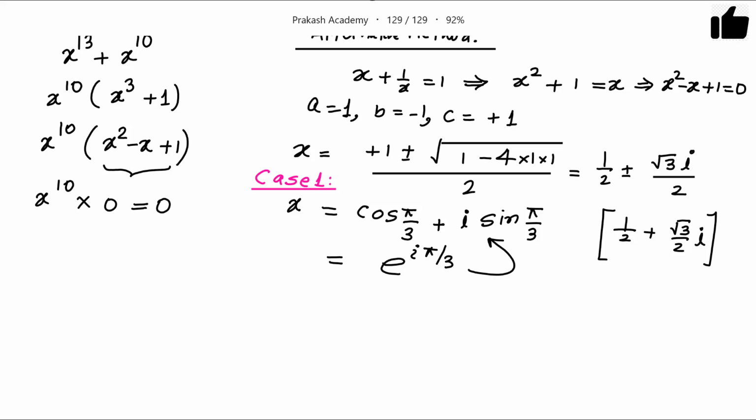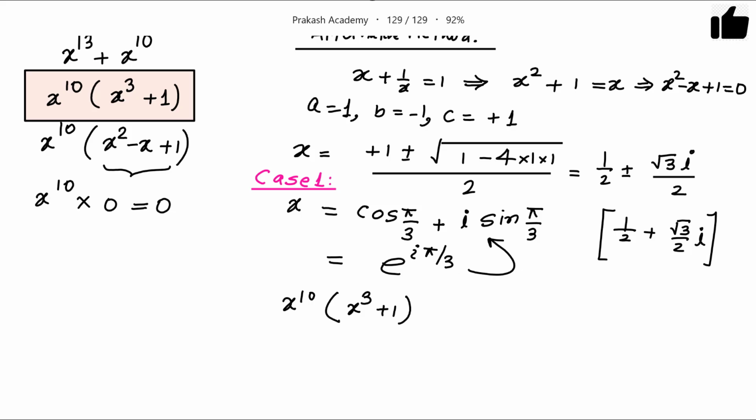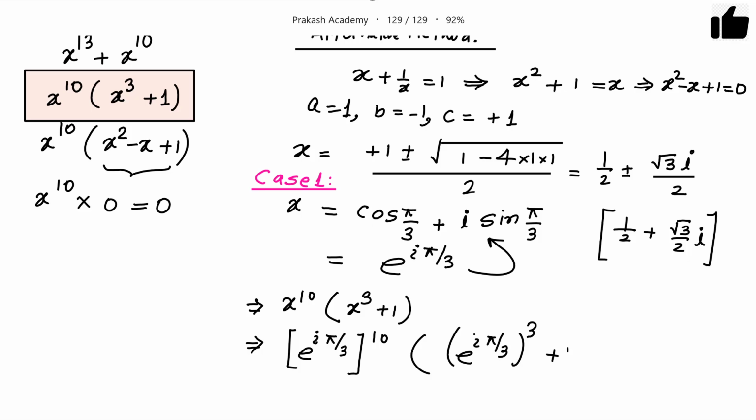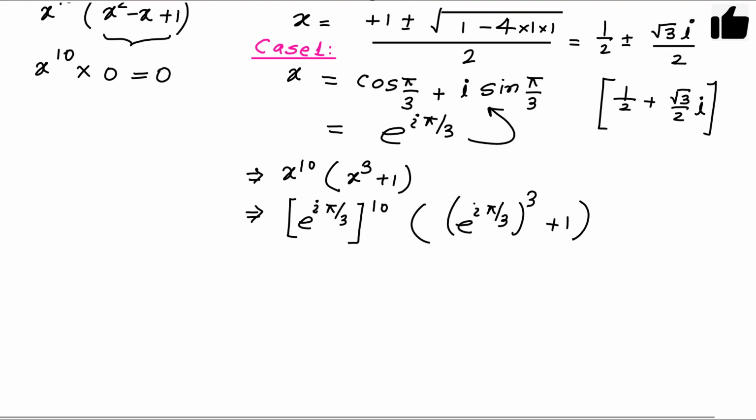You were having this expression x^10. If you remember this equation, so we are writing the same equation, x^10 + x^3 + 1. Now let us find the value of this expression. x^10, let us leave this as it is, or if you want you can put this as e raised to the power i pi by 3, raised to the power 10, and then e raised to the power i pi by 3, raised to the power 3, plus 1. So this is the expression I will have.